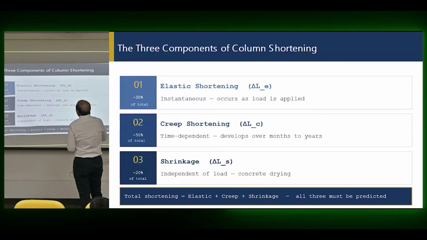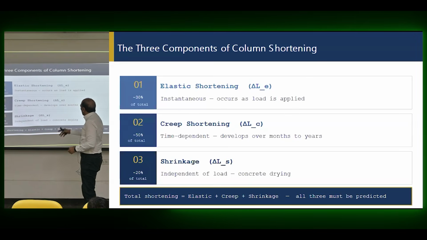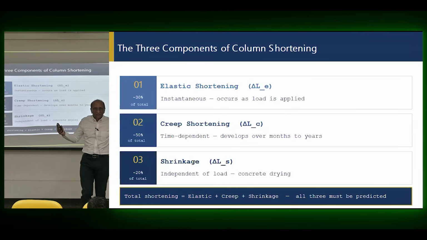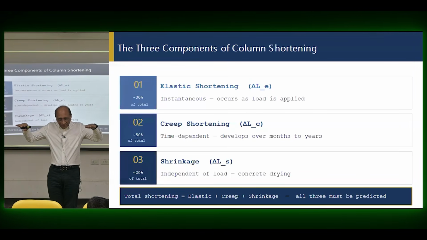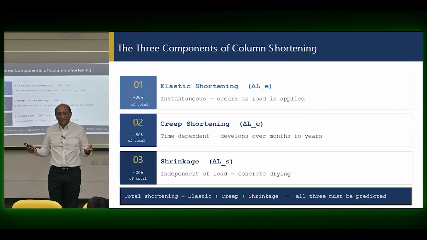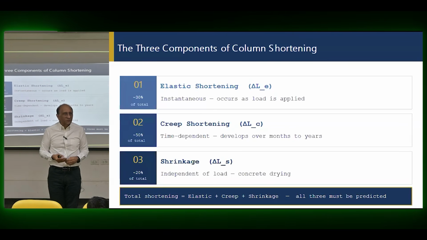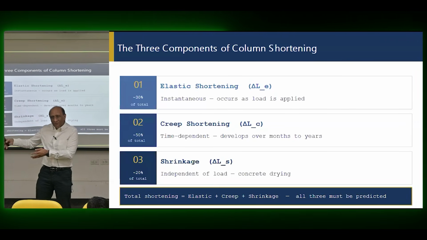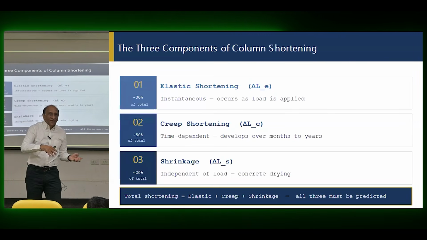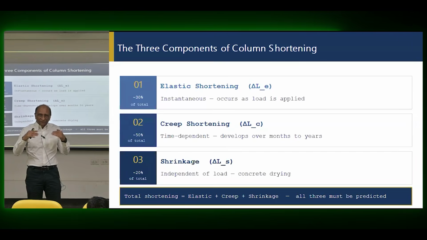Creep shortening, this is time dependent, develops over months to years, 10 years, creep continues. So even if you make the building perfectly level today during construction, the differential shortening will start again with creep. And after 10 years, the floor will no longer be level. Things will no longer be where you started, even if you made all the corrections. So that means you have to calculate the time dependent effects and make the correction in advance, so that after 10 years, the building is right.